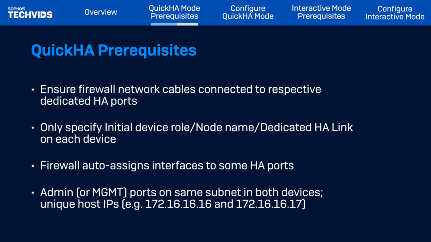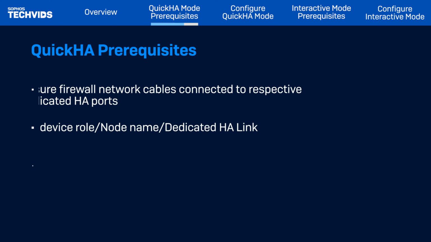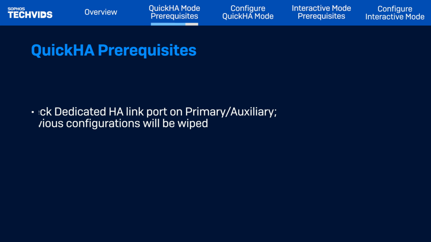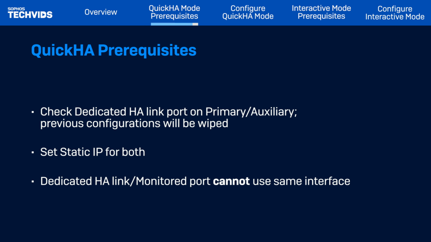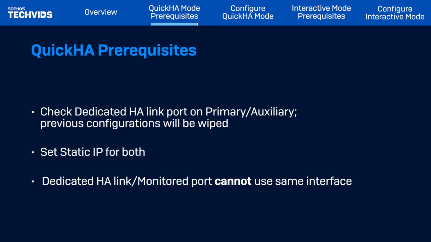If the primary device is 172.16.16.16, then the auxiliary must be different. For example, 172.16.16.17. For both appliances, make sure to check the dedicated HA link port, as any configuration that depends on this interface will be wiped. Also, make sure to set a static IP. Note that the dedicated HA link and monitor port cannot use the same interface. You're now ready to configure HA using Quick HA mode.